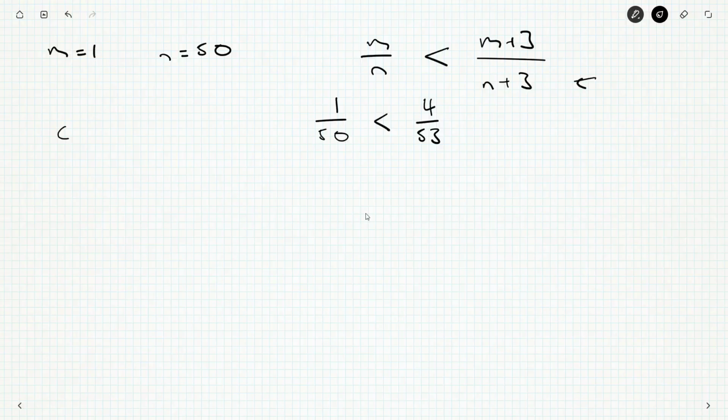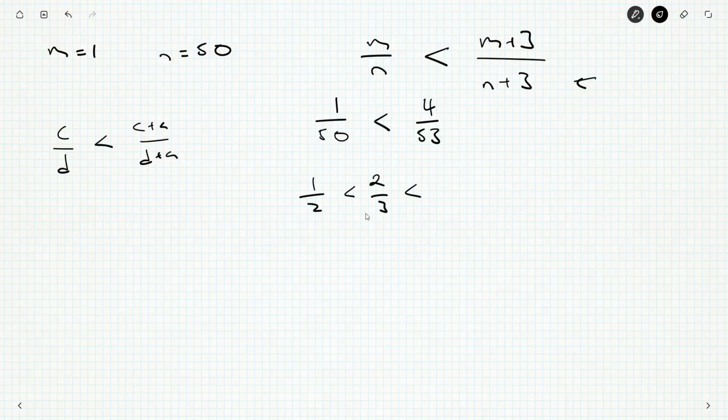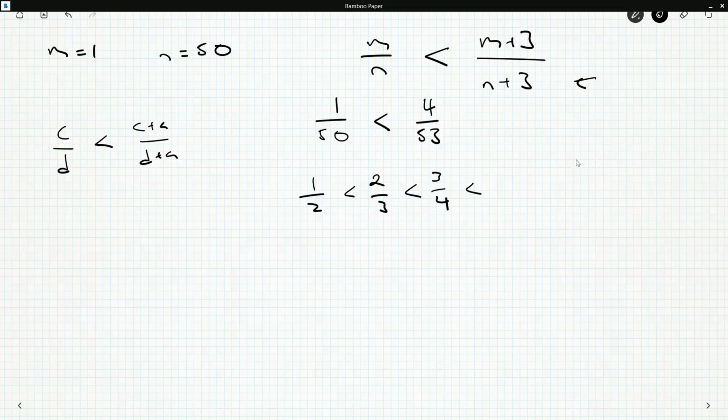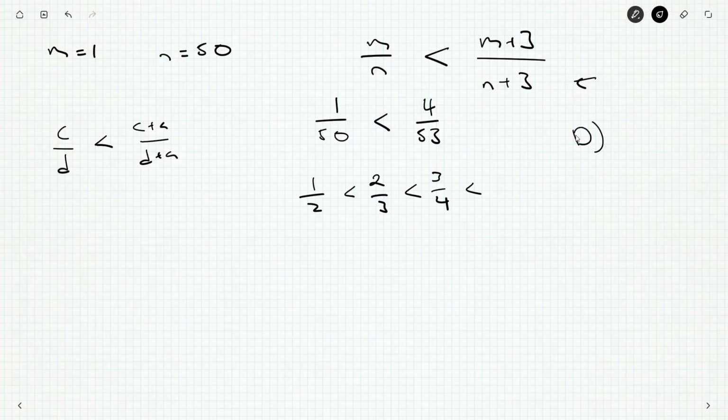If I've got a C over D, and I add a nice little constant to the top and the bottom, it's going to be greater than. For example, if I start with 1/2, that's going to be less than 2/3, adding 1 to the top and bottom, which is going to be less than 3/4 and less than things like that. It's an interesting little pattern to notice. We want greater than the value of m over n, and that's an answer of D. It's a fun little thing to play around with.